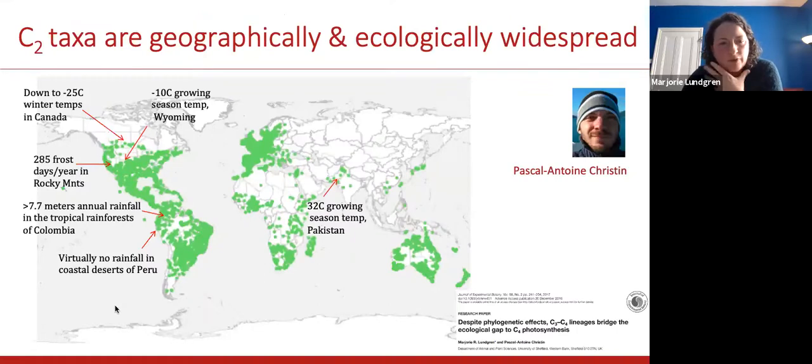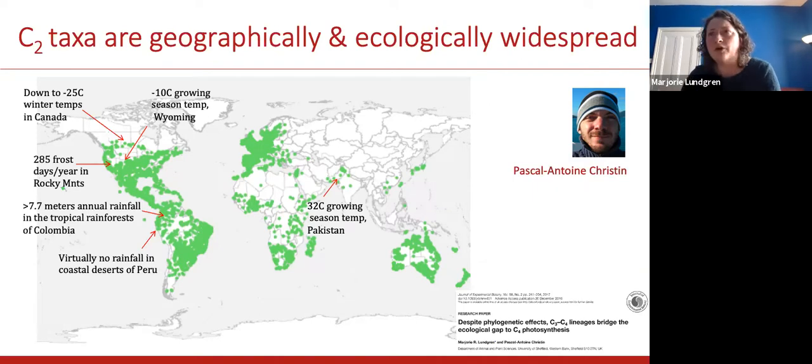Right, so despite its rarity, C2 taxa are incredibly geographically and ecologically widespread. Each of these green points is an occurrence data point where it's been found in the past. And you can see that C2 taxa have been found on every continent except Antarctica. There are a few blank spots in sub-Saharan Africa and Asia, but I don't think they're absent because C2 plants aren't found there. I think it's just a collection bias because this is based on herbarium records. So point is, C2 plants are broadly distributed.